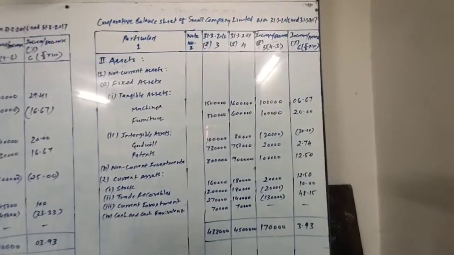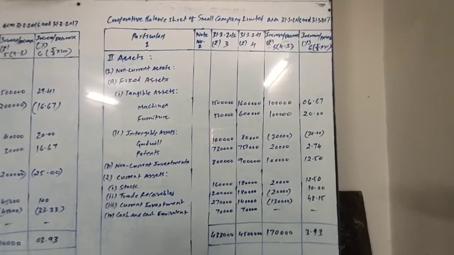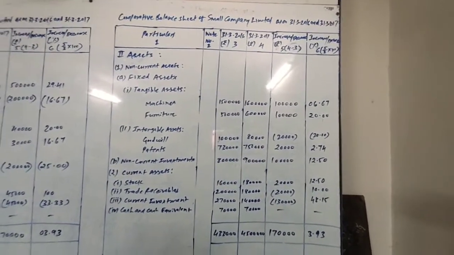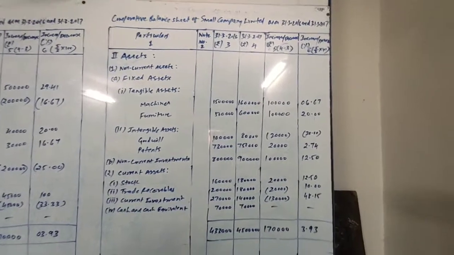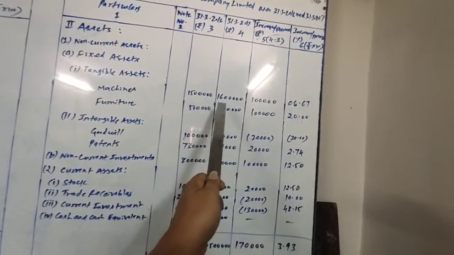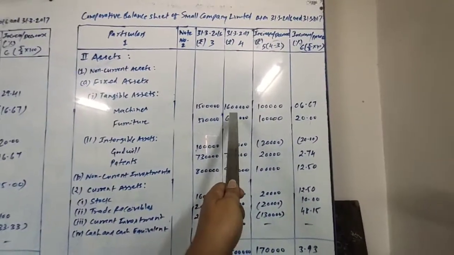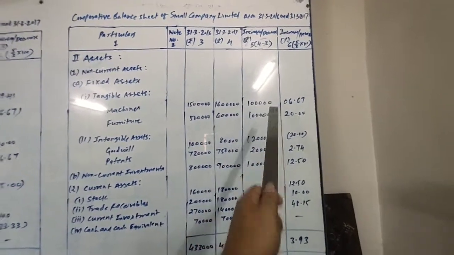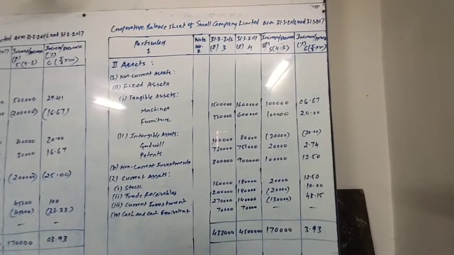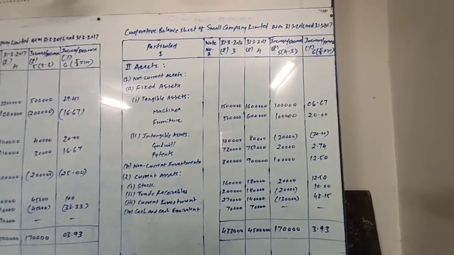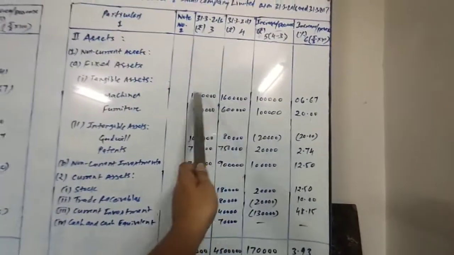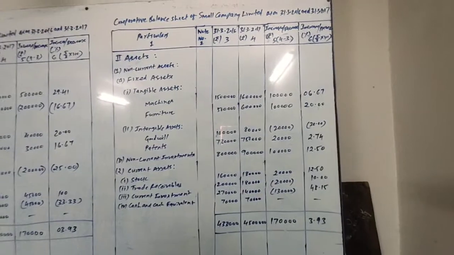Here asset side. So friends, asset side, first item is given machine, which was 15 lakh in the year 2016, and it became 16 lakh in the year 2017. So there is an increase of rupees 1 lakh. So when we convert that in percentage, we get 6.67. How come this 6.67? 1 lakh divided by 15 lakh into 100.